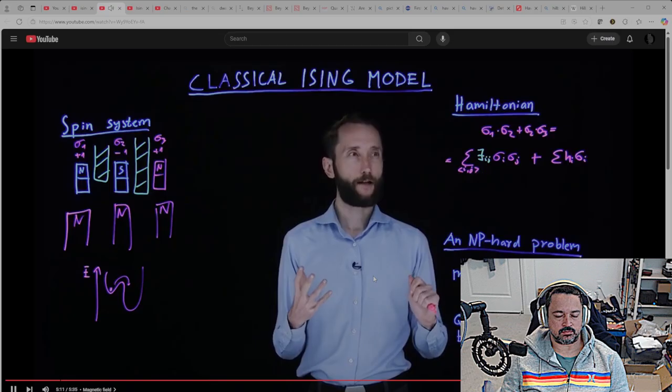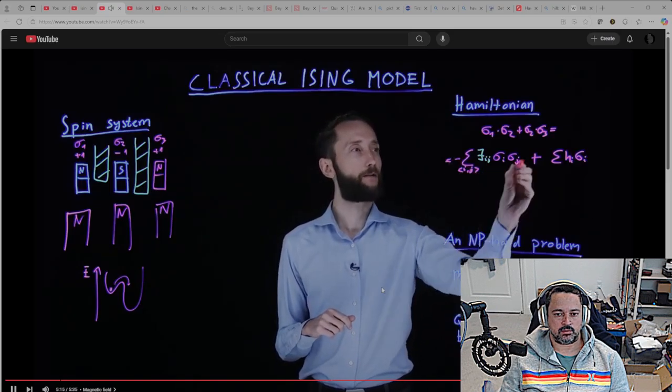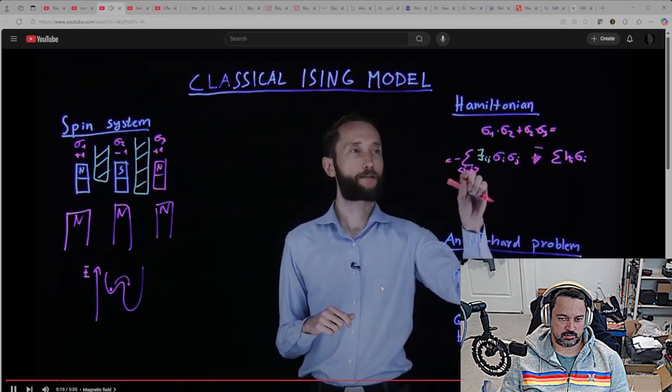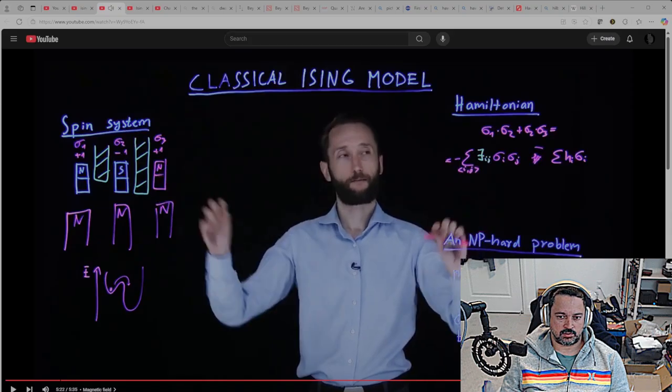And just by convention, we typically put a minus sign here, and we change this into a minus sign. So the actual coupling strengths are opposite sign to what I described here. So essentially, this is an NP-hard problem. So he's saying that NP-hard problems can be mapped into an Ising model.